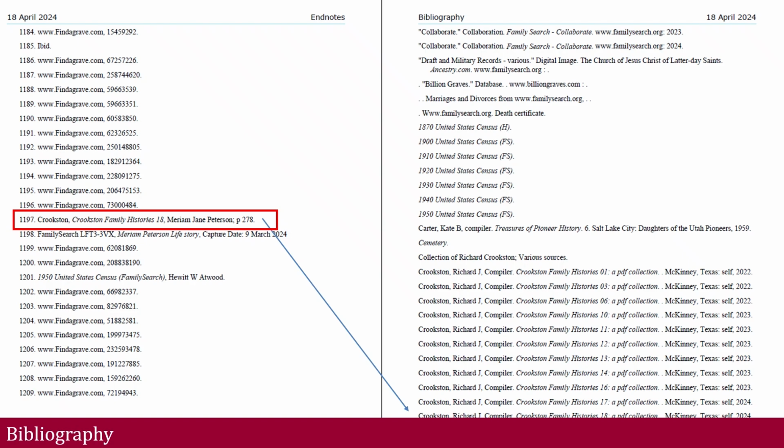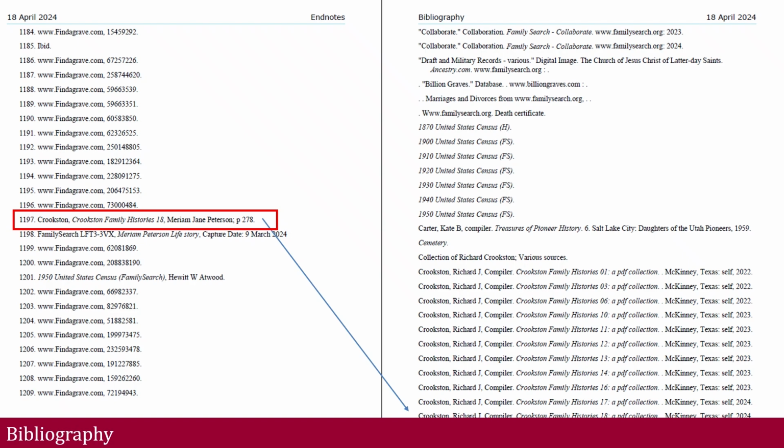Here's a footnote. If you look at the 1197 footnote, it says Crookston Family Histories number 18, Miriam Jane Peterson. That means I probably got something on her, like a life sketch or maybe a biography, and I kept a copy of it so I could look anything up, because I didn't include everything. I bundled those into PDFs that are usually about 200 to 400 pages. And on page 278, you could find the rest of the story. So that is available if you want to contact me about finding those.